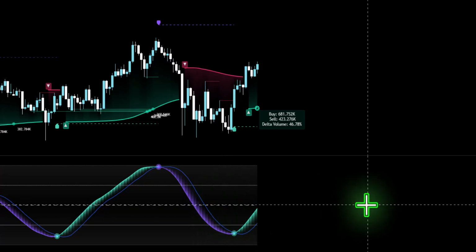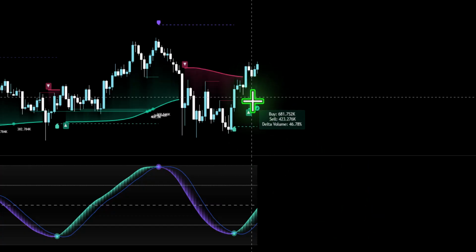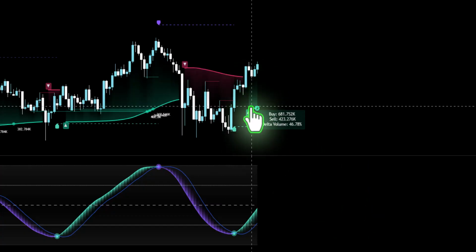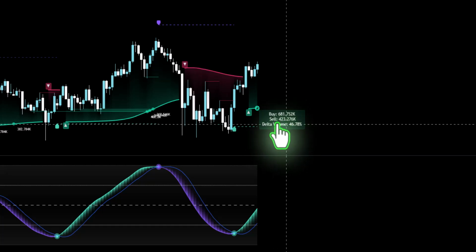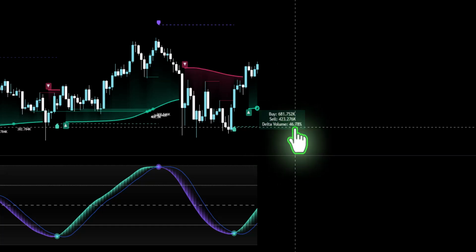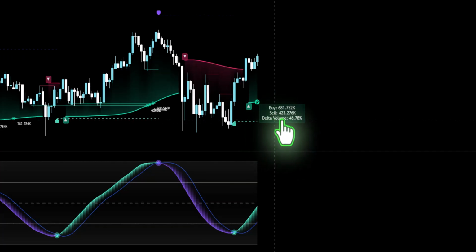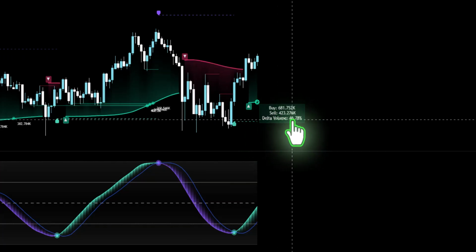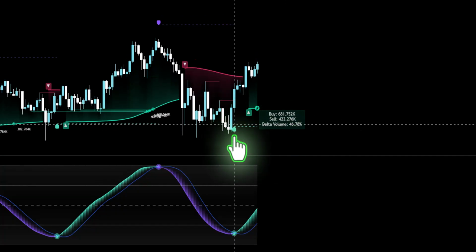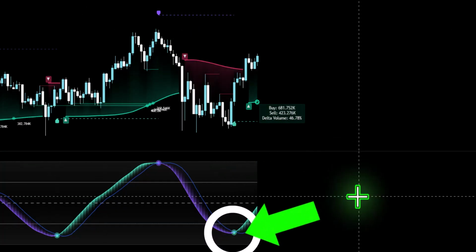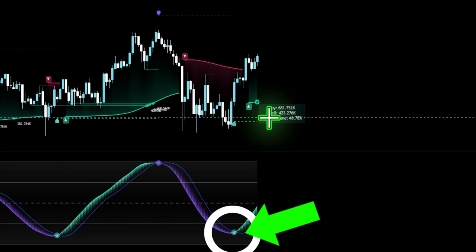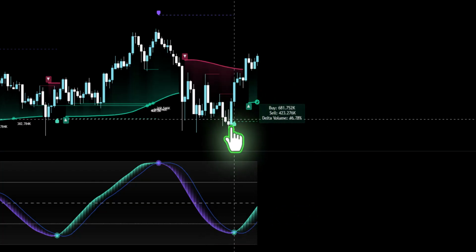Condition number 2, at the time the signal is printed, we need the VIDIA indicator to be colored green to indicate that the trend is bullish. We also need to check the delta volume, which should be at least 20% to confirm a strong trend. Right now we can see it's well above 20%, which means this trend is strong enough to push the price higher and higher. Also keep in mind that the long signal from the two-pole oscillator is going to be displayed on the chart. As you can see, the signal appears here on the chart.